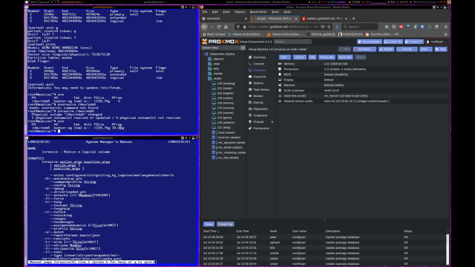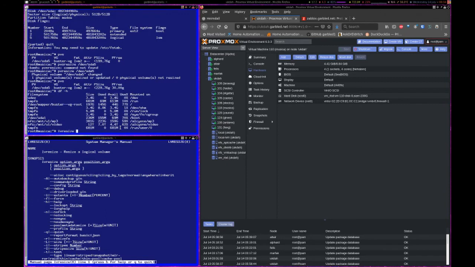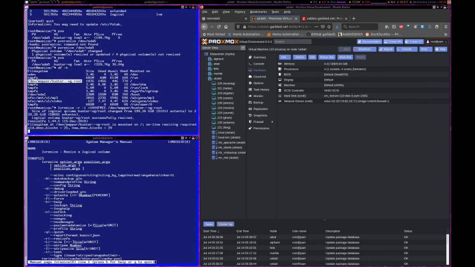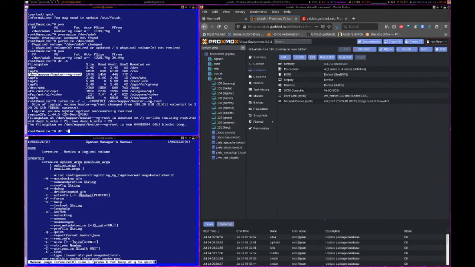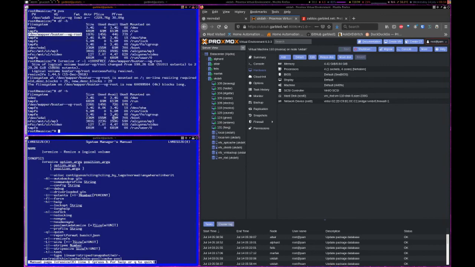So once again, df -h, lvresize -r -l plus 100% free. I don't want to type that, so I paste that. And now we can see we have more space. Not a whole lot, but it's better.